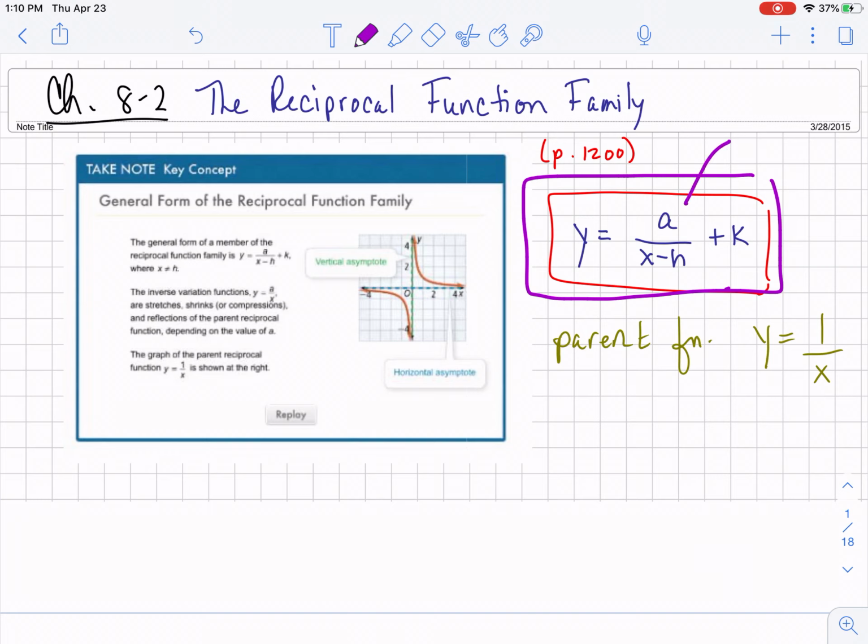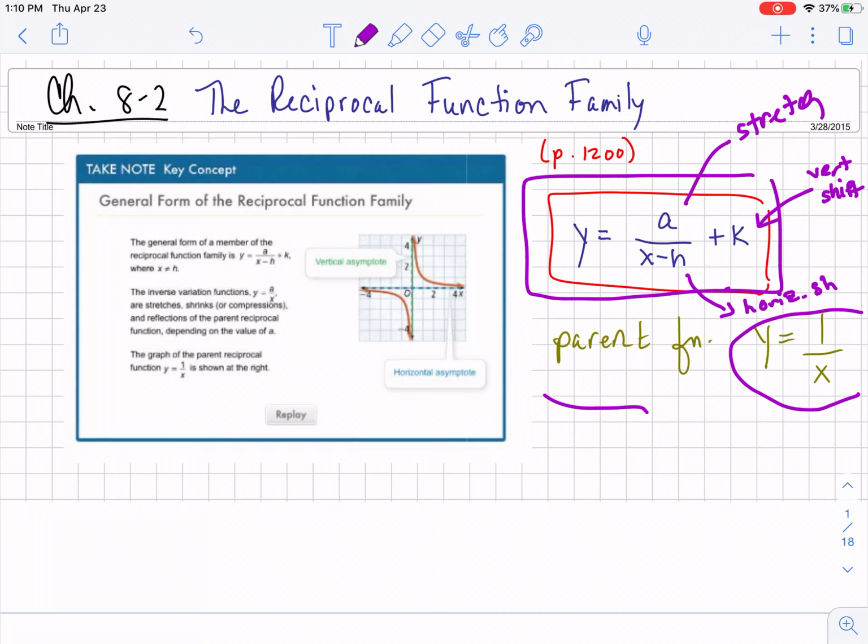A represents the stretch over x minus h. H represents the horizontal shift, left or right, and k represents the vertical shift, up or down. Okay, here's the parent function for a reciprocal function, and it looks like this graph right here. It's kind of a funny graph.